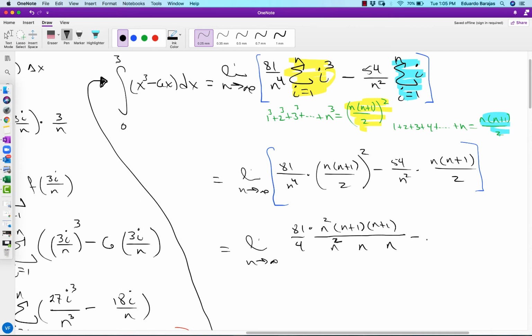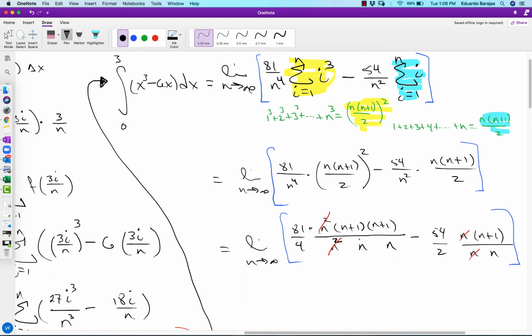Okay, and then I'll put the 54 out here, 54 over 2, and then I have an n plus 1, and then in the denominator I have an n and an n. So n squared becomes these two, and then I have an n and another n. Okay, and then all of it is again still being influenced by that limit as n goes to infinity. A bunch of stuff will reduce now. This one will cancel with that one. This one will cancel with that one. And I'll just keep going from there.